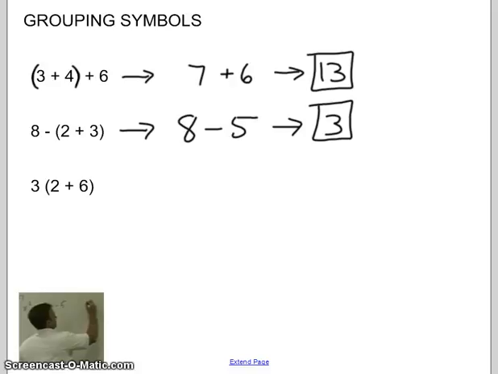And then the last one says 3 times 2 plus 6. Well, that tells us to add first, so we're going to do 2 plus 6, which is 8. And then we're going to multiply by the 3. 3 times 8 is 24.